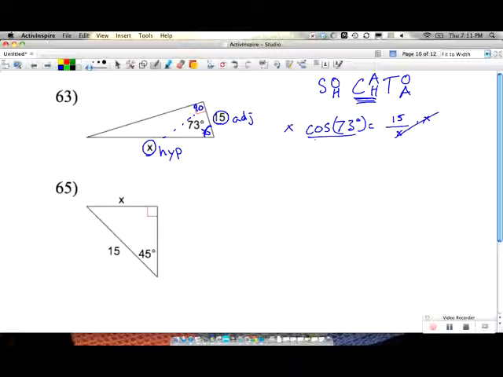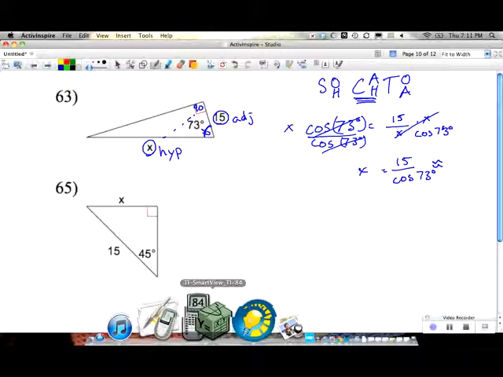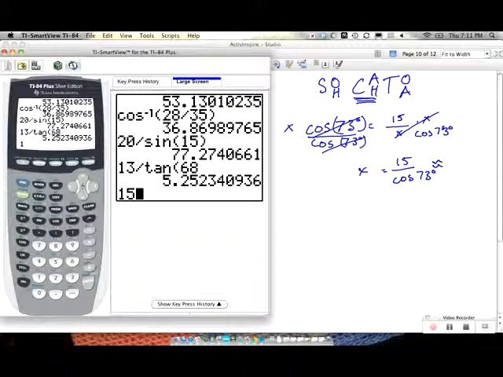So we have cosine 73 and then 15 over cosine 73 on the other side. Well then, let's see what that would approximate to. 15 divided by cosine 73 equals 51.3. So x right here equals 51.3. Alright, let's look at this next one.